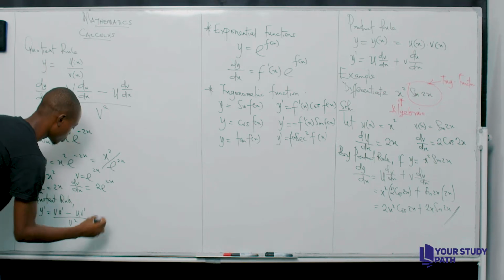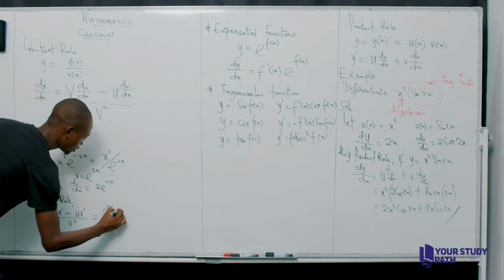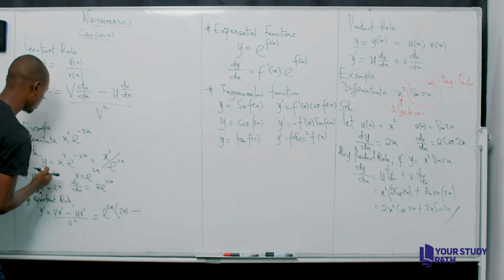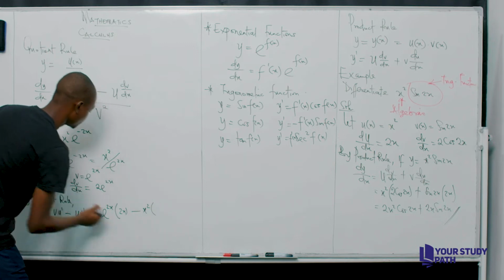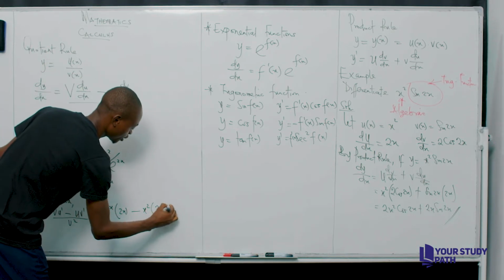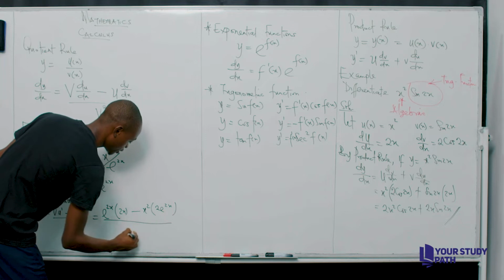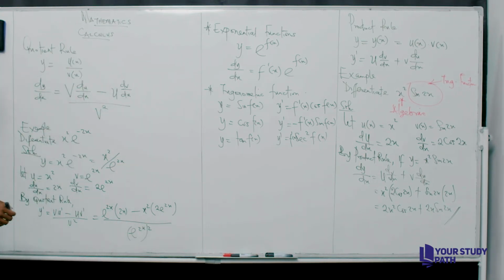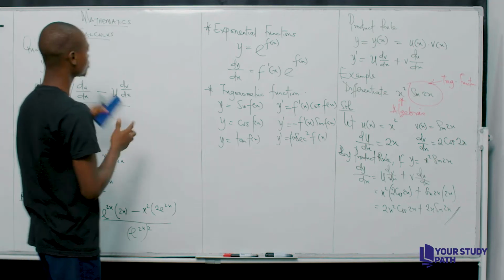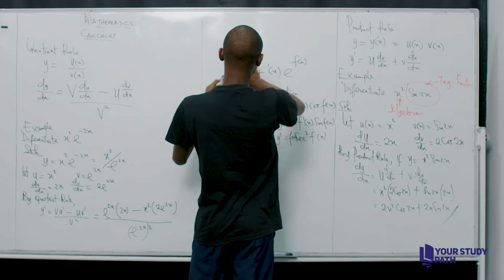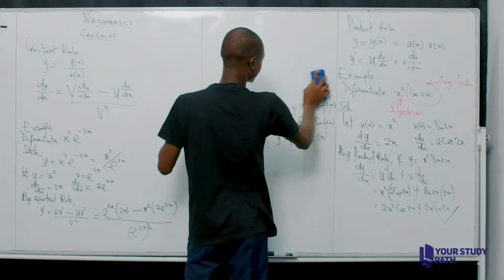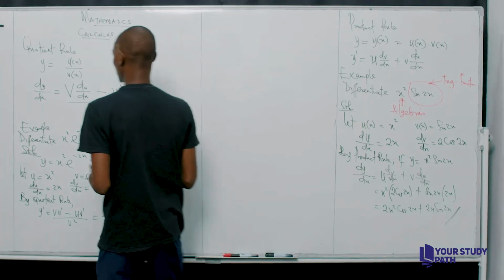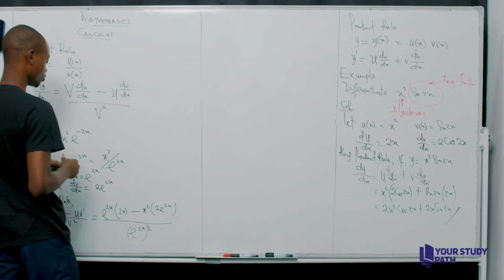So v first, that will be e raised to power 2x into u prime, which is 2x, minus u next, which is x squared, into v prime, which is 2 e raised to power 2x, all divided by e raised to power 2x all squared. Good. So we are making progress. We are making a lot of progress. And now we shall continue simplification. So now we have written out the formula. We have applied the formula. What's left for us to do is to simplify.